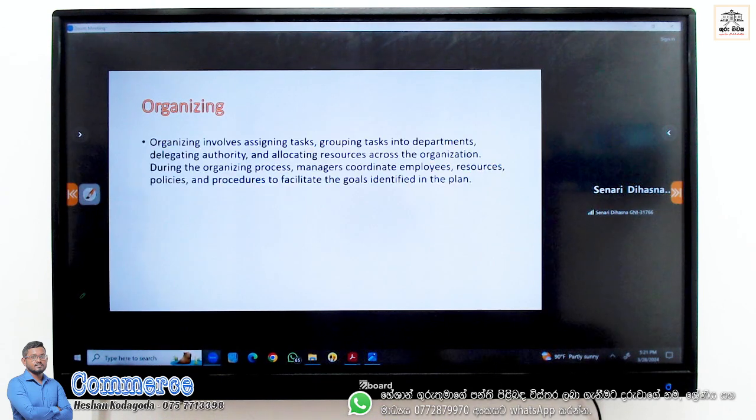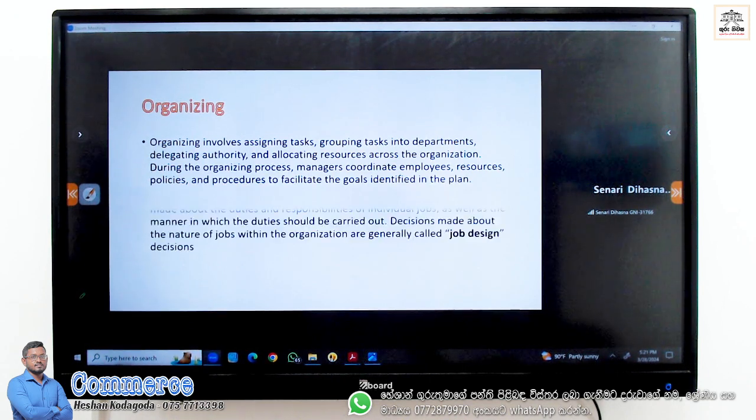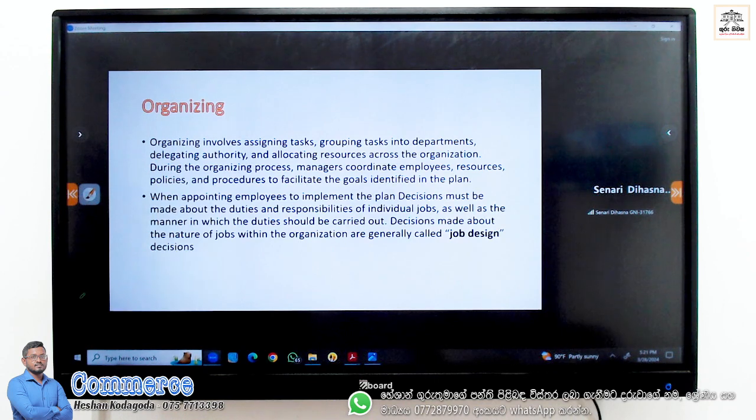Organizing. Organizing involves assigning tasks, grouping tasks into departments, delegating authority, and allocating resources across the organization. During the organizing process, managers coordinate employees, resources, policies, and procedures to facilitate the goals identified in the plan. When appointing employees to implement the plan, decisions must be made about the duties and responsibilities of the individual jobs as well as the manner in which the duties should be carried out. Decisions made about the nature of the job within the organization are generally called job design decisions.